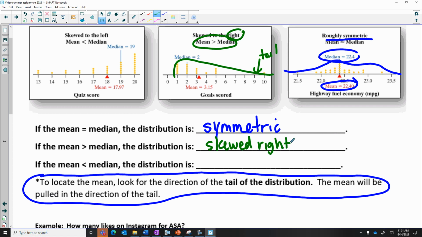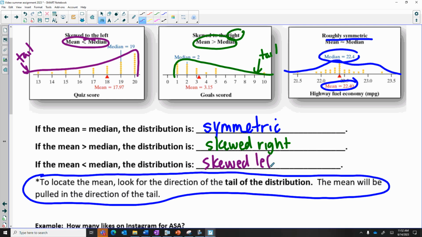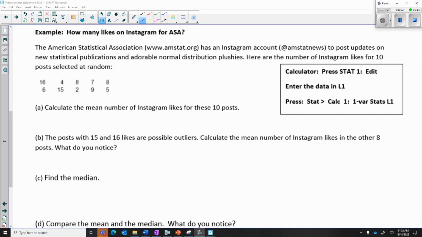And if the mean is less than the median, the mean gets pulled in the direction of the skew. The tail is on the left, the mean gets pulled to the left, then it is skewed left. So if you can't tell visually if it's skewed left, skewed right, or symmetric, look at the mean and the median. Wherever the mean gets pulled is the direction of the skew. Now I'm going to take you through doing this question. It is going to ask you to find the mean, find the median, and do a few things subsequently.